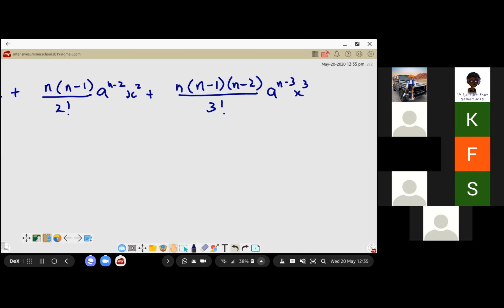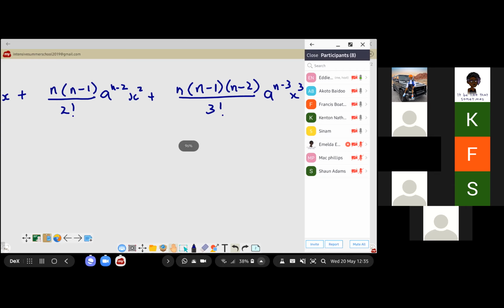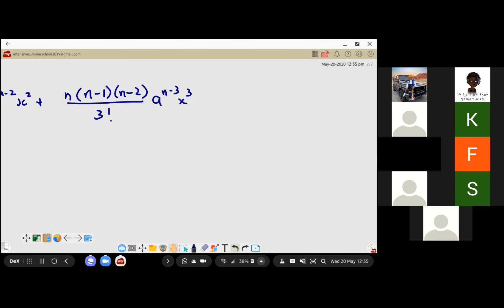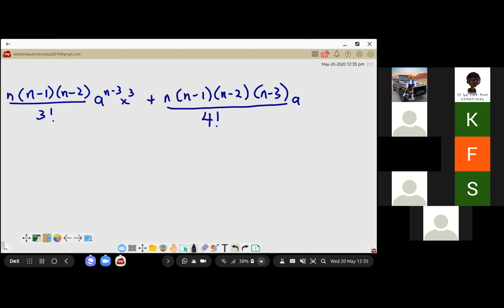So what it means is that n combination 4 is simple. It's going to be n into bracket n minus 1, n minus 2, and we add another one to it, n minus 3, all over 4 factorial. Are you following? So we'll just add another one, and here it becomes a raised to the power n minus 4, x raised to the power 4.